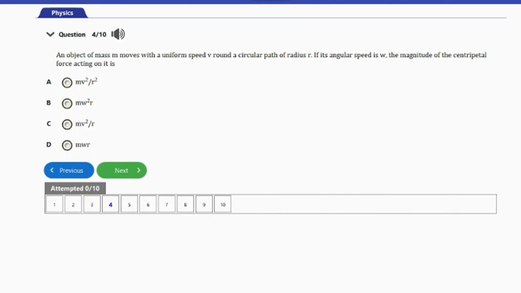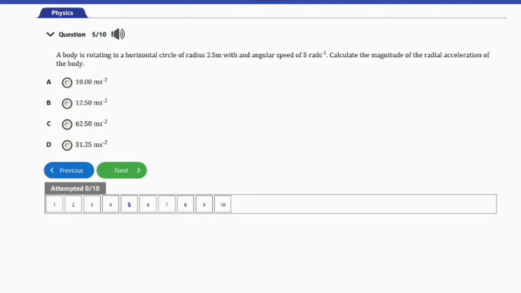The next question, question number 4, says, an object of mass m moves with a uniform speed v round a circular path of radius r. If its angular speed is omega, the magnitude of the centripetal force acting on it is. The centripetal force is always given as F꜀ = mv²/r. So that's option C, mv² over r. That's it for this question. Let's go ahead and consider the next question.